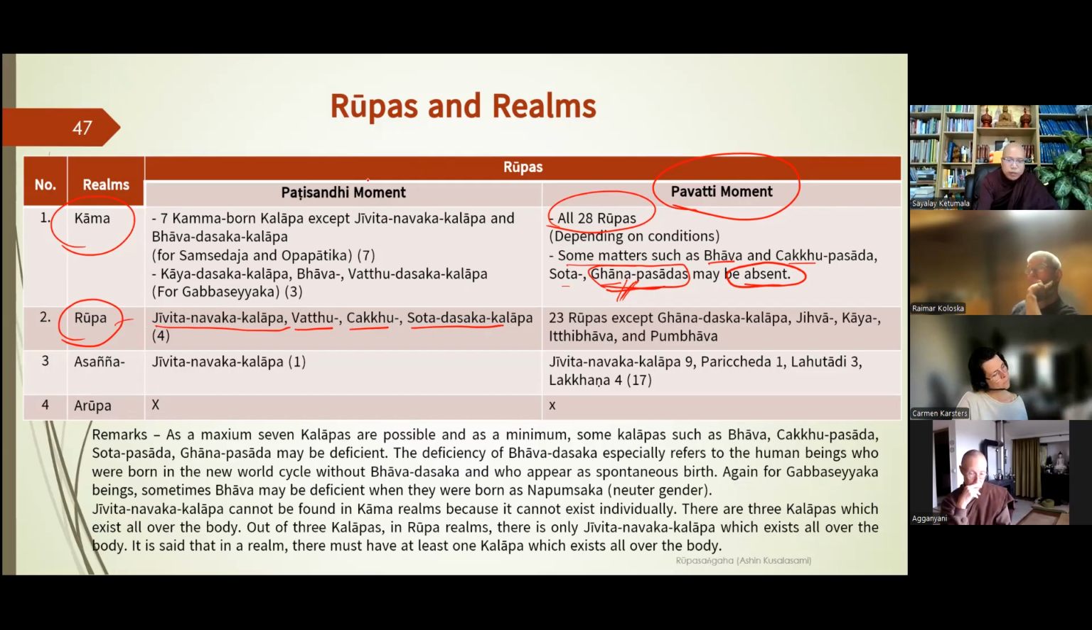So that's why, at the moment of the Patisandhi for the Brahma, there are Jivita Navaka Kalapa, Utu Dasaka, Chaku and Sota Dasaka Kalapa. And in the course of existence, 23 rupas, except Ghana Dasaka Kalapa, Jiwa, Kaya, Etibawa, and Pombawa. We will see next time; 28 rupas, let's count it here. We will digest later. So what are the 23 rupas?